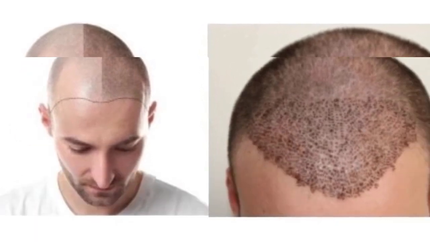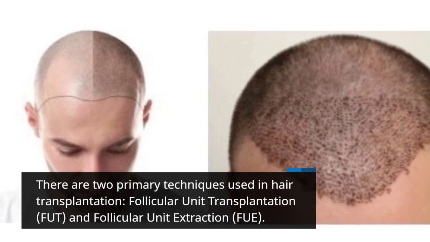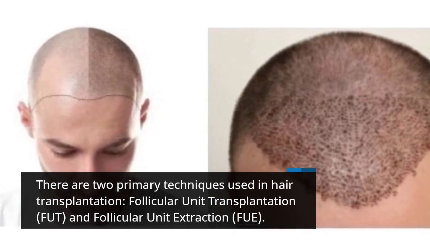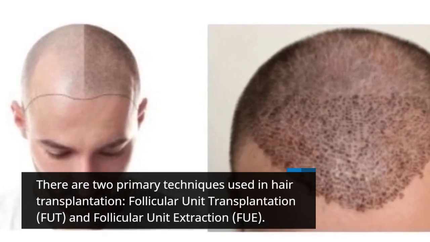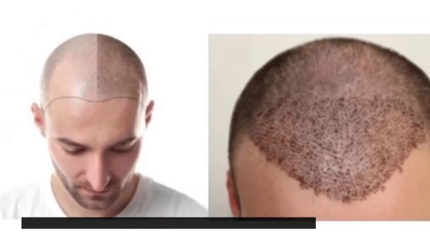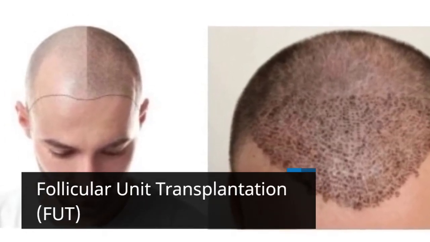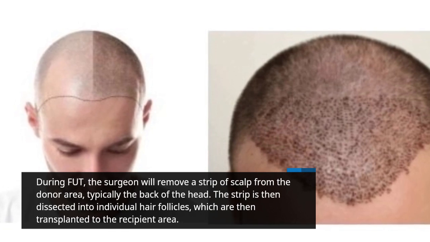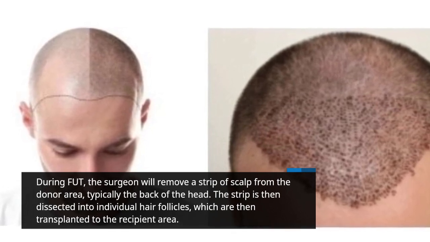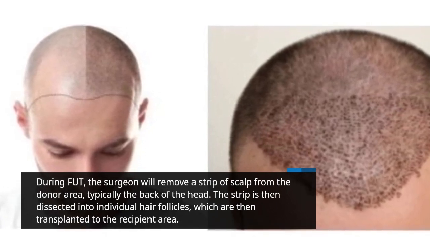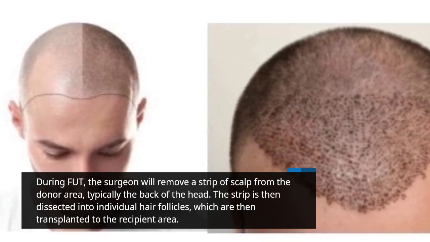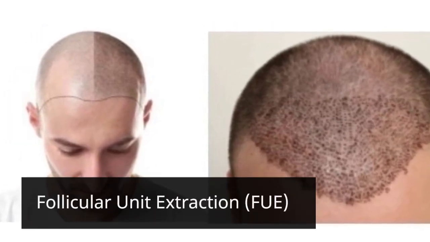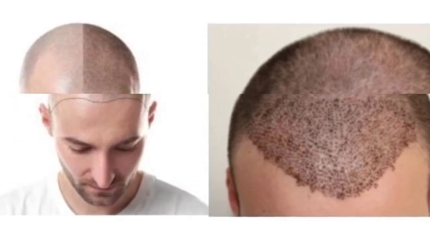Surgical techniques. There are two primary techniques used in hair transplantation: follicular unit transplantation, FUT, and follicular unit extraction, FUE. Follicular unit transplantation, FUT. During FUT, the surgeon will remove a strip of scalp from the donor area, typically the back of the head. The strip is then dissected into individual hair follicles, which are then transplanted to the recipient area.